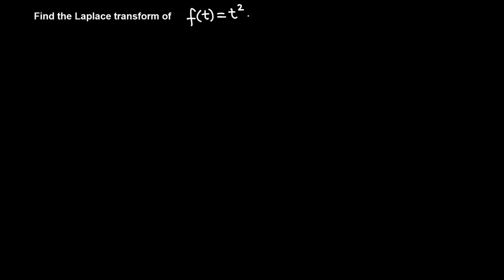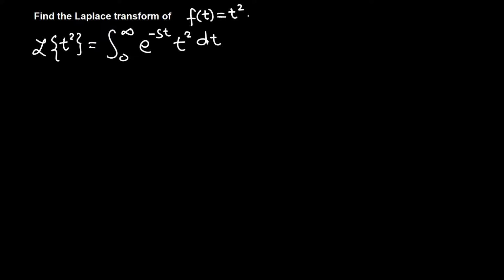Find the Laplace transform of f equals t squared. Okay, using the definition, we know that the Laplace of any function, which is in this case t squared, is equal to this improper integral, the kernel e raised to negative st times the function t squared dt.